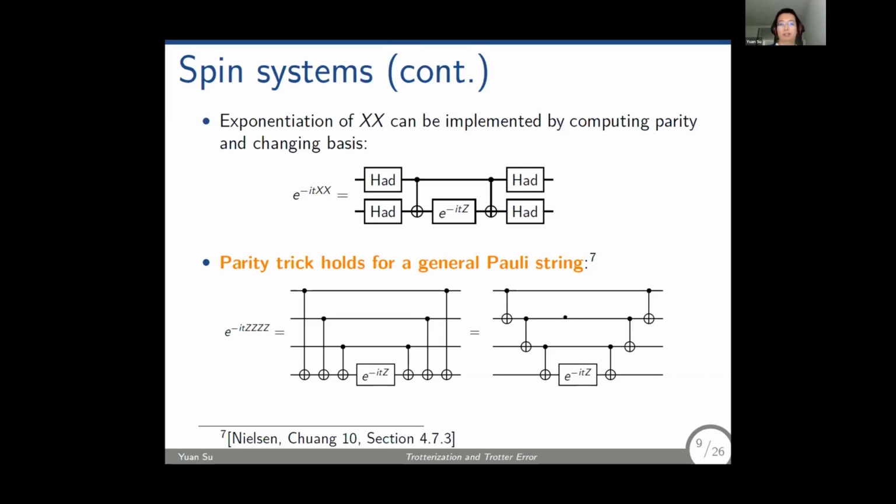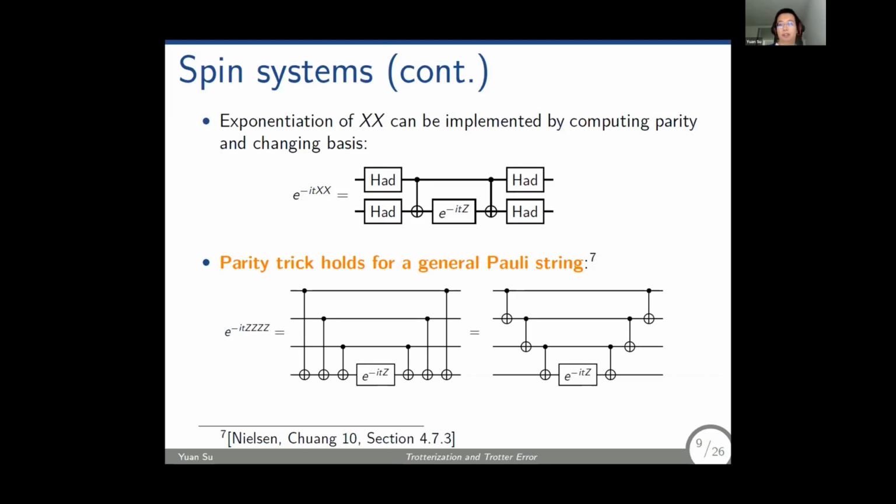Again, if you like, you can switch to the nearest neighbor case. You can apply nearest neighbor CNOT gates, and you can achieve the same goal. Okay, so this is how you can simply implement Trotterization of spin systems.